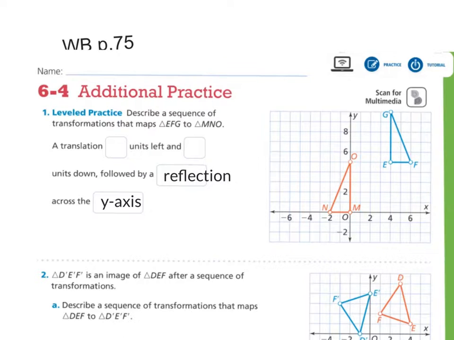Okay, so if we're reflecting across the y-axis, notice O and M are right on the y-axis, so when we're translating this, we're going to have to translate and get it just right on top of that y-axis. So to the left we would have to go, what, 4 units, good? 4 units to the left, and then to get this to match up we would have to go down 5, good. So 4 to the left, 5 down, and then a reflection across the y-axis would be it.